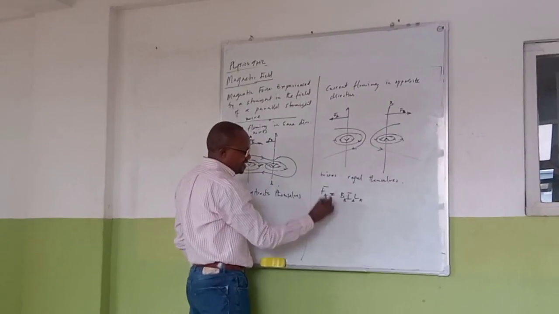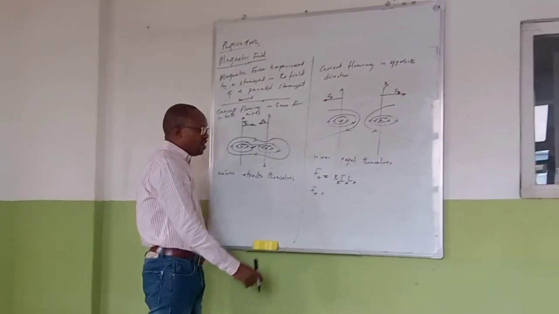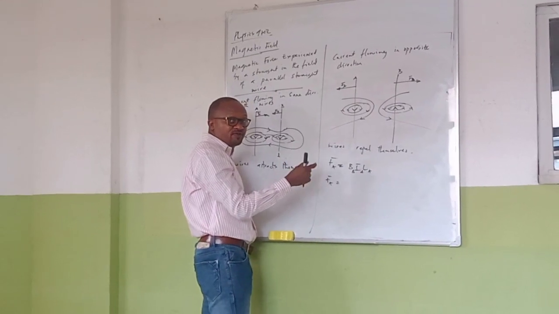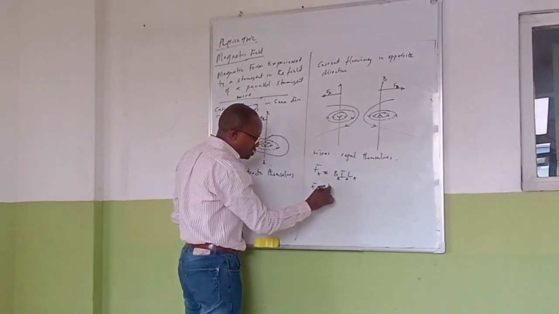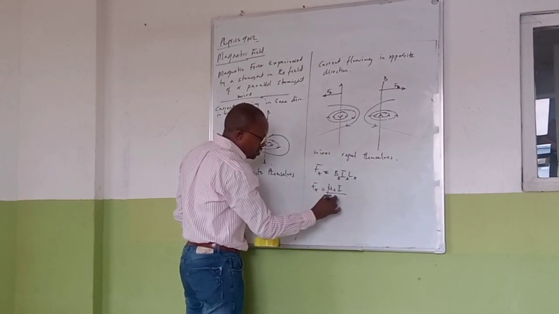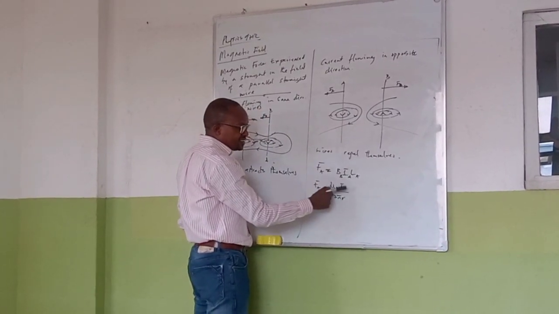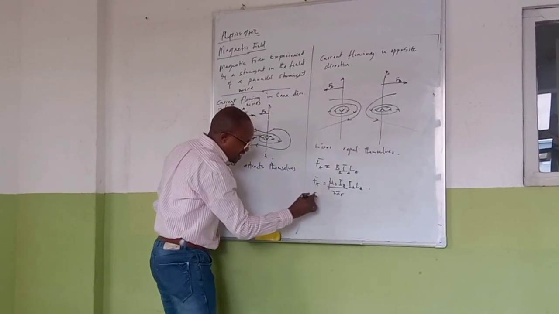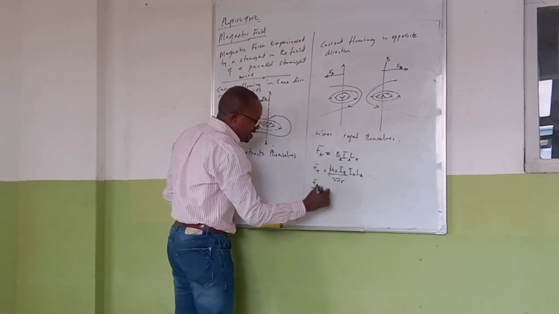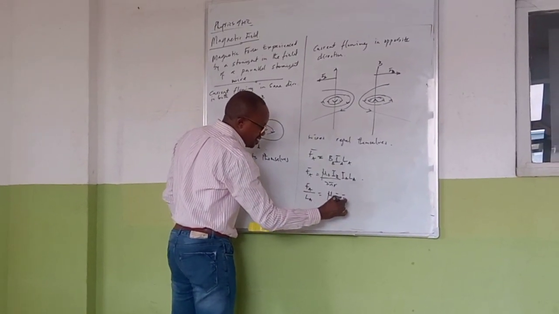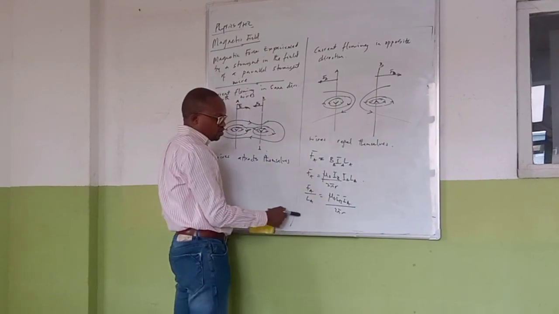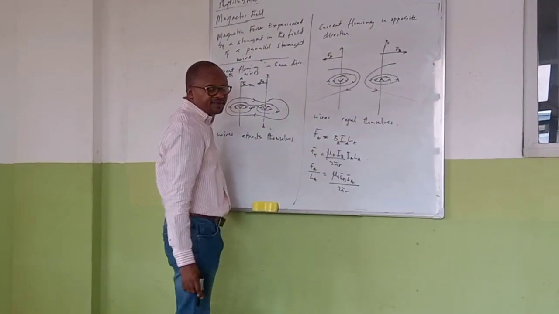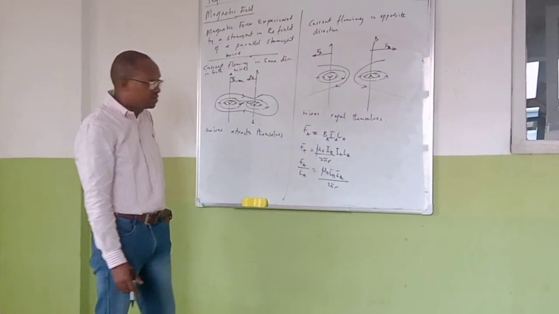Remember we said at the beginning that the magnetic flux density due to a straight wire at distance r from the wire is given as what? Mu naught I over 2 pi r, where I is the current in that wire. Are you following? So the magnetic force exerted per unit length on wire A is given as mu naught I over what? So wire A experiences magnetic force due to the field of wire B. Am I communicating with you?